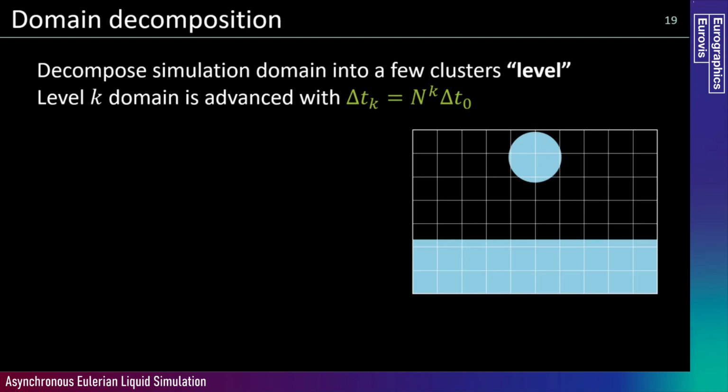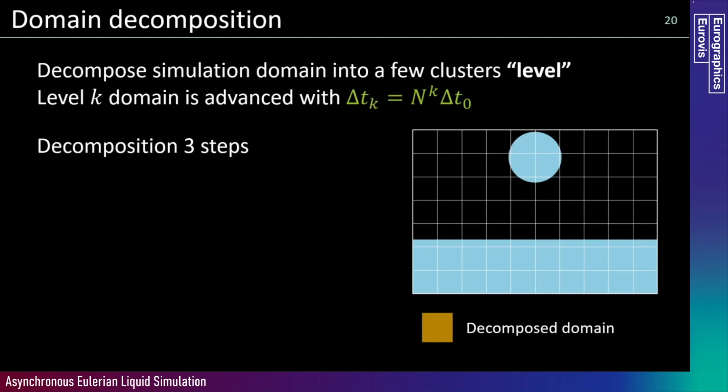For asynchronous simulation, we have to decompose the simulation domain. Each subdomain is called a level and is advanced with a different time step. We use the same delta t0 as the time step size of the global time stepping method, so we compute it by the maximum velocity. The time step of each level becomes bigger with the integral coefficient n.